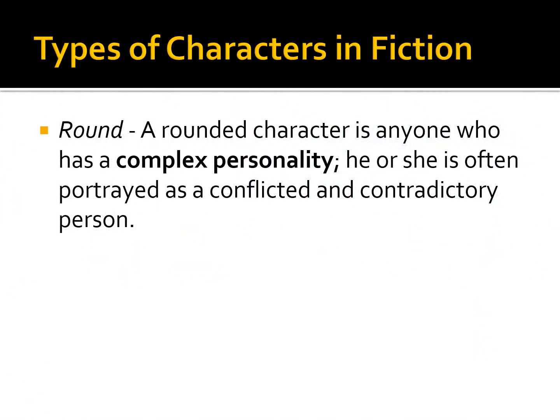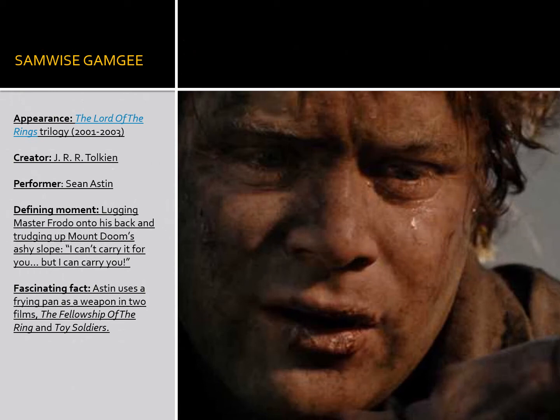A rounded character is anyone who has a complex personality. He or she is often portrayed as a conflicted and contradictory person. An example of a rounded character is Samwise Gamgee from The Lord of the Rings.